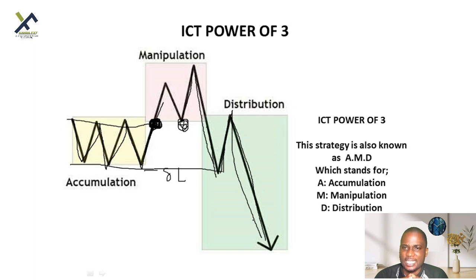Very important. The manipulation is the one that will give you the direction that the market intends to go. Whenever the manipulation is above the accumulation, it gives you the signal that the market will reverse in a downward direction. After the market has been manipulated, distribution is the next step.